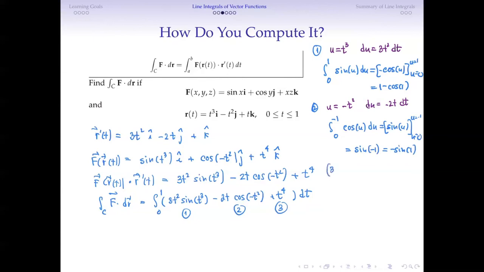Integral number 3 is easy. That's the integral of t to the fourth, and we know that's just 1/5. So when I add up 1, 2, and 3, what I get is 1 minus the cosine of 1 minus the sine of 1 plus 1/5, which is 6/5 minus the cosine of 1 minus the sine of 1.